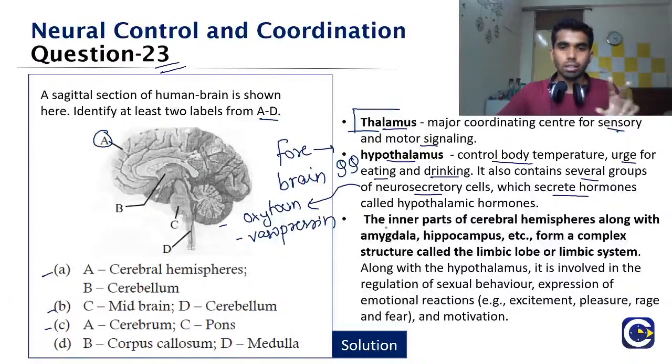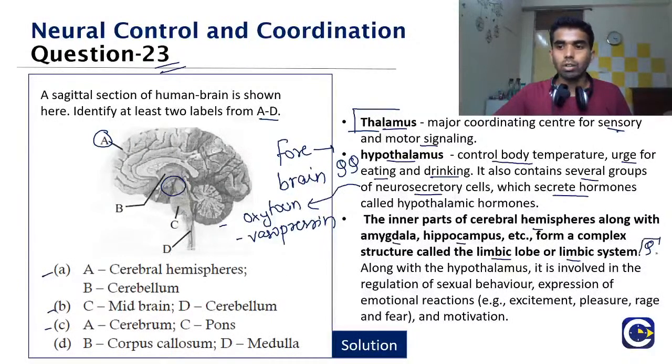And finally, the third part is the innermost part of the cerebral hemisphere, along with the amygdala and hippocampus. It forms a complex structure known as the limbic lobe or the limbic system. It is a very interesting system, because all your sexual behavior, your emotional reactions, as well as the motivation for giving the exam or doing anything, are controlled by the limbic system.